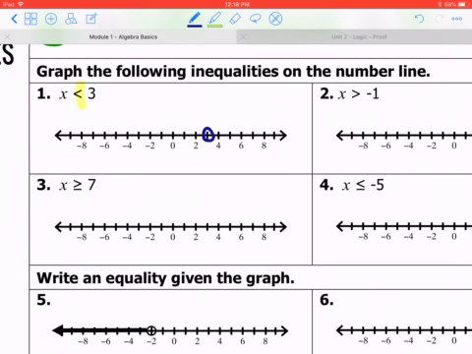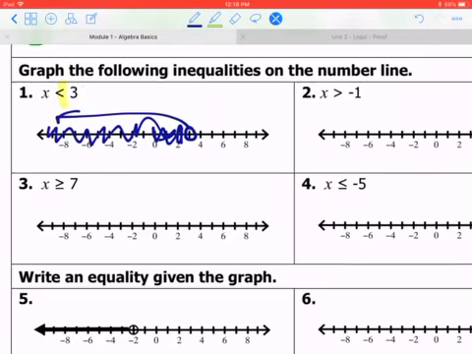So it says x has to be less than, so that means numbers have to be smaller. And so we're going to shade behind. Okay? Or you can draw your arrow, but I would just shade. That's fine. Okay?